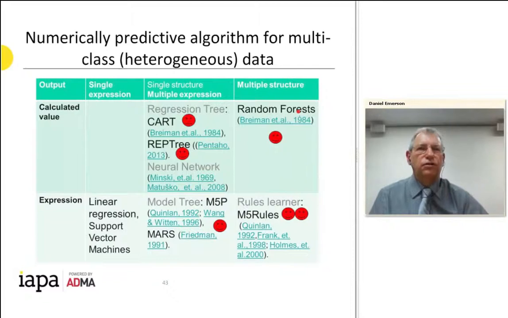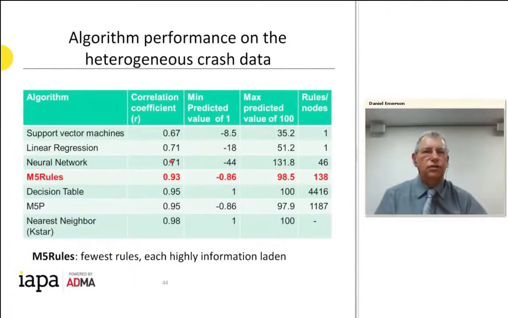It actually produced a correlation coefficient of 0.93, which means that it accurately classifies about 90% of the instances. With a minimum predicted value of 1, it actually produces 0.86, which is fairly close to that value, and the maximum of 100 is predicted at 98. Now, the really good thing about M5 rules is that it has a small number of rules to do this.